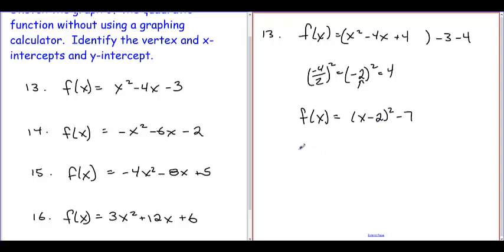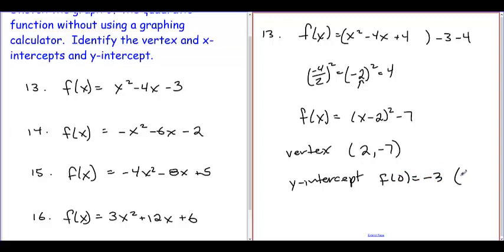So that means that the vertex has the coordinates 2, negative 7. The y-intercept, if we went back to the original equation, x squared minus 4x minus 3, the y-intercept is f of 0, which is negative 3, or the point 0, negative 3.